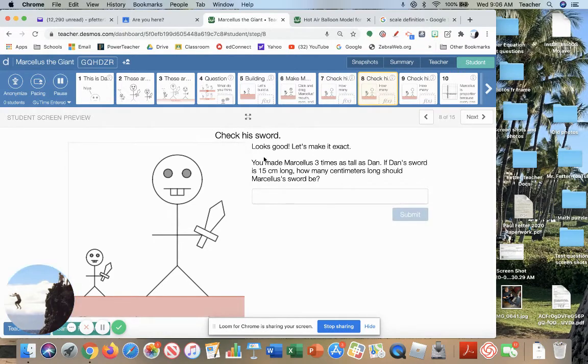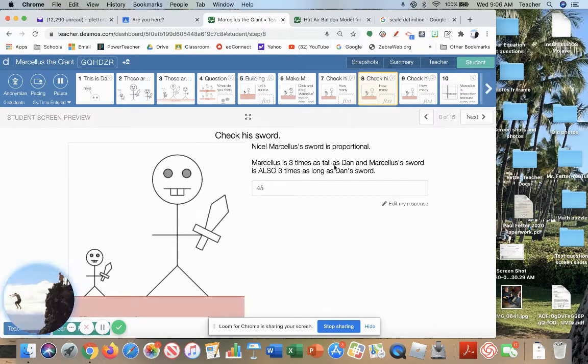Screen 8. Looks good. Let's make it exact. We're talking about the sword now. You made Marcellus 3 times as tall as Dan. Dan's sword is 15 centimeters long. How many centimeters long should Marcellus' sword be? So 3 times 15, which is 45. All right, Marcellus is 3 times as tall as Dan, so now we have that proportional.